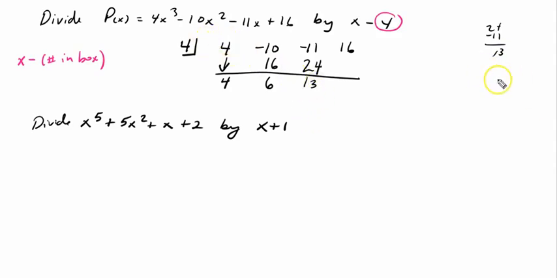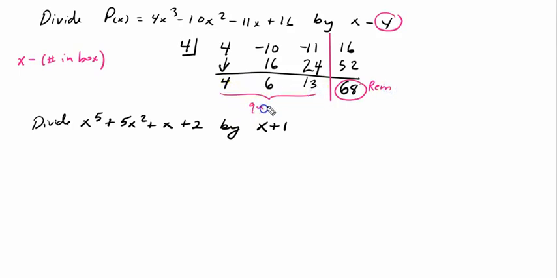13 times the number in the box is 52, and then we add. Okay, so when I'm done, then I draw a line, which I like to do in a different color. And this number here is my remainder. And these numbers tell me the coefficients of the quotient. So I start at the bar, that's my constant, that's my coefficient for x, that's my coefficient for x squared.